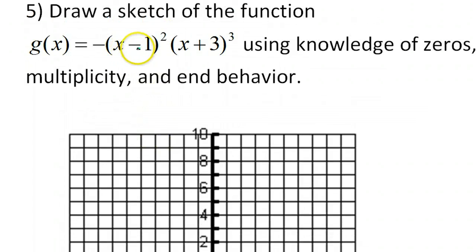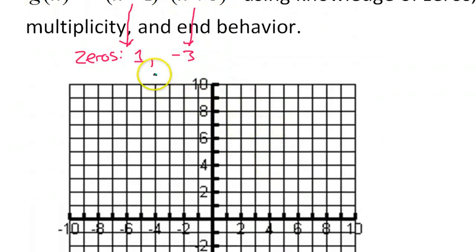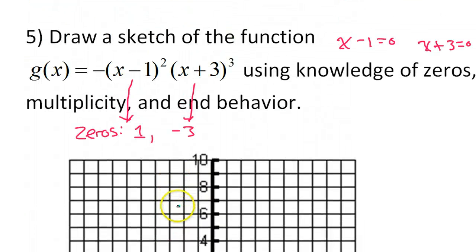So the first thing we will look at are the zeros. A factor of x minus 1 would come from a 0 of positive 1. A factor of x plus 3 would come from a 0 of negative 3. Basically, if we set x minus 1 equal to 0 and solved, and if we set x plus 3 equal to 0 and solved, we would get 1 and negative 3. So we know we will have those zeros. So there will be a 0 here at 1 and a 0 here at negative 3. Now be careful. The multiplicity tells us something.